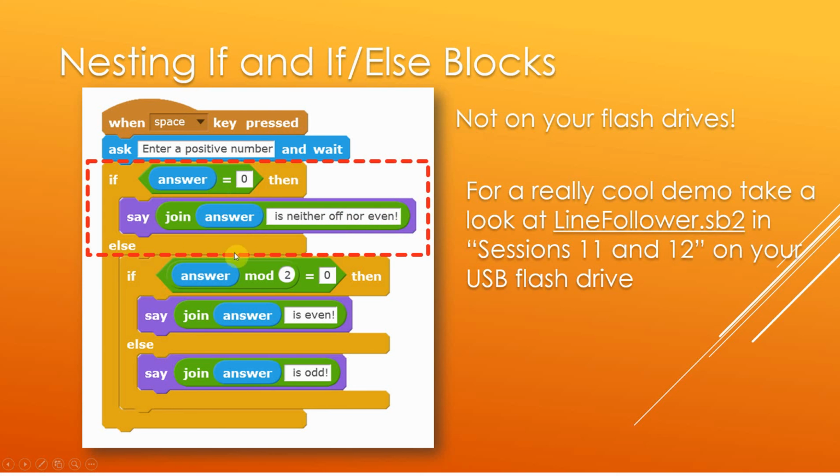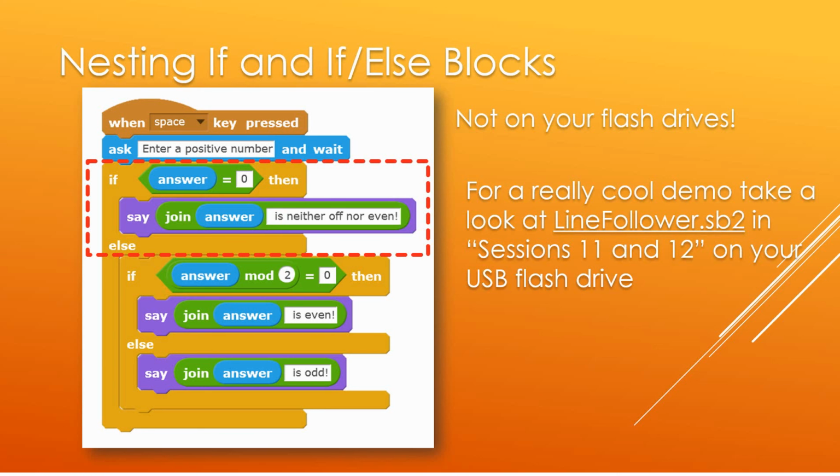If the answer is not equal to 0, then we do the same test that we did before, and we say whether or not the number is even or odd. We're not going to do this example in real time, but the point we're trying to illustrate here is that we can nest our if-then else blocks. We've got one there and then another one inside it. This example is not on your flash drive, so if you want to try it, you're going to have to copy it off the slides or pause the video and copy it off the video.